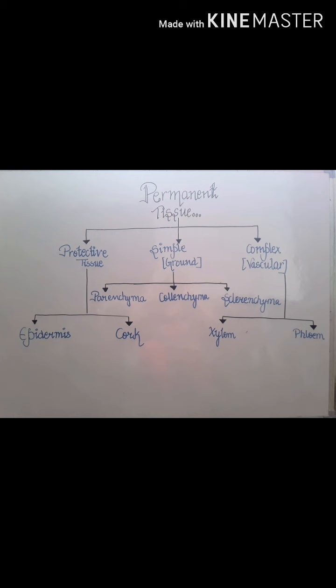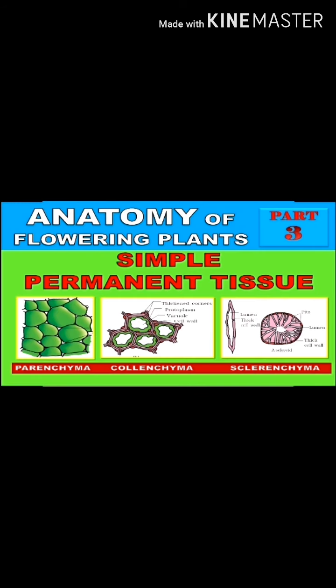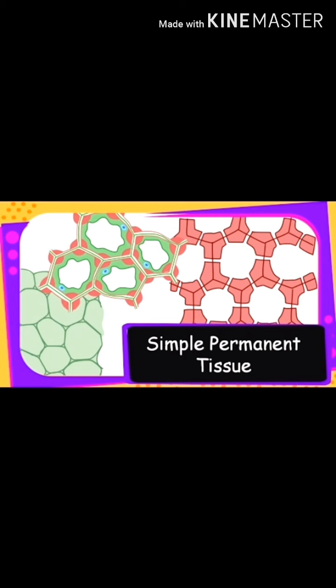See, simple permanent tissues are those permanent tissues in which the cells are similar in structure, origin and function. They are of three types: parenchyma, collenchyma and sclerenchyma. So let's study parenchyma.